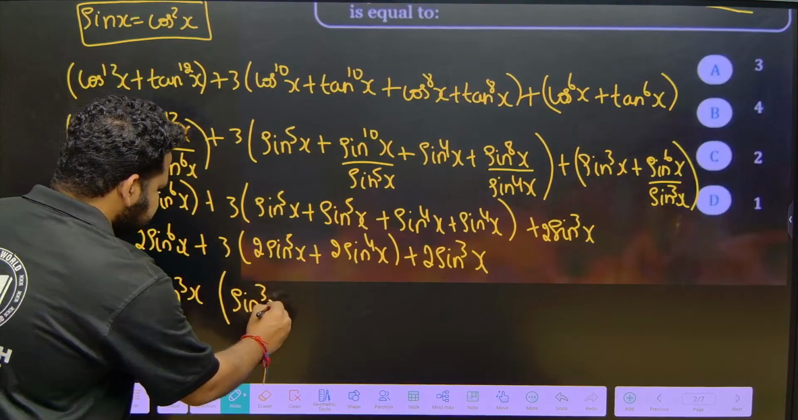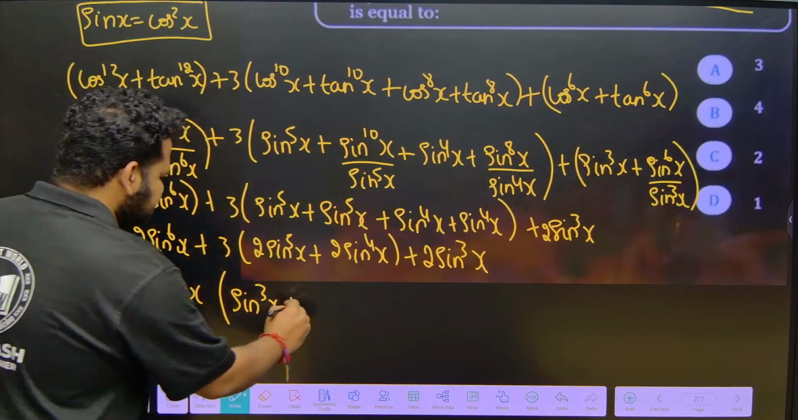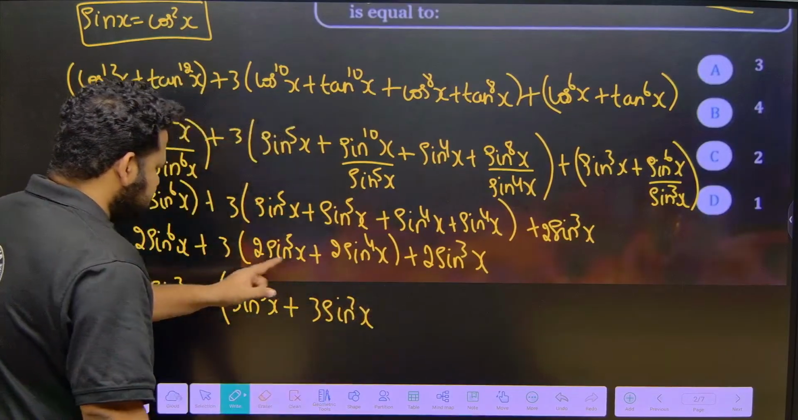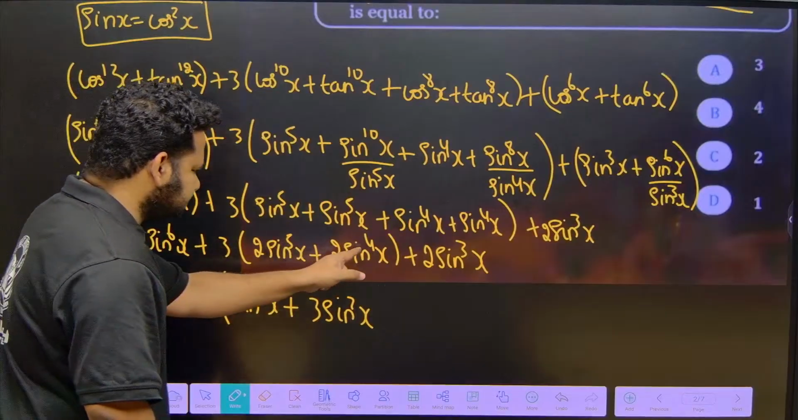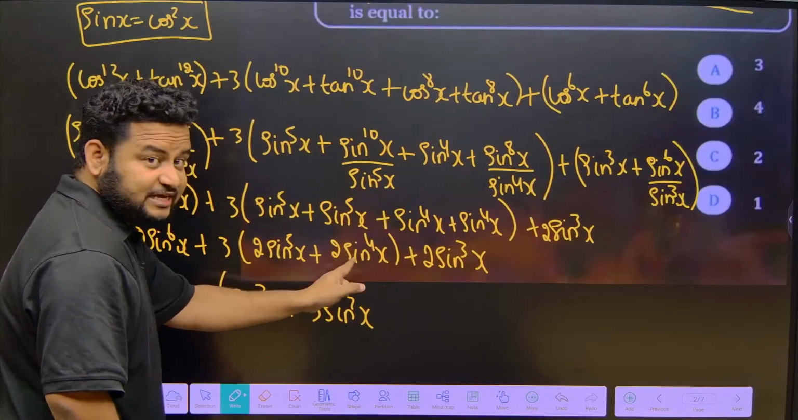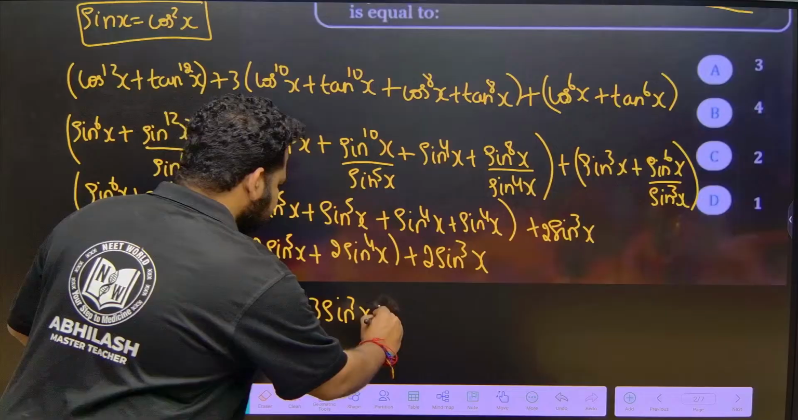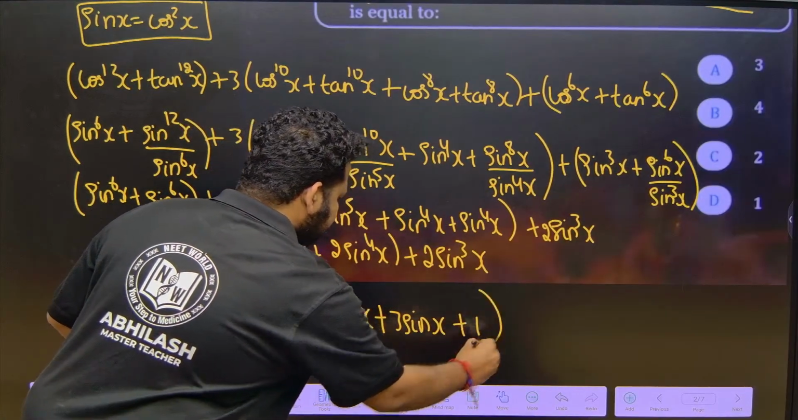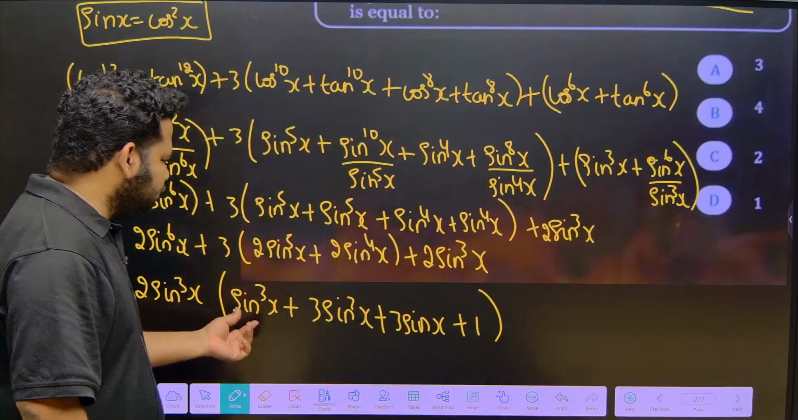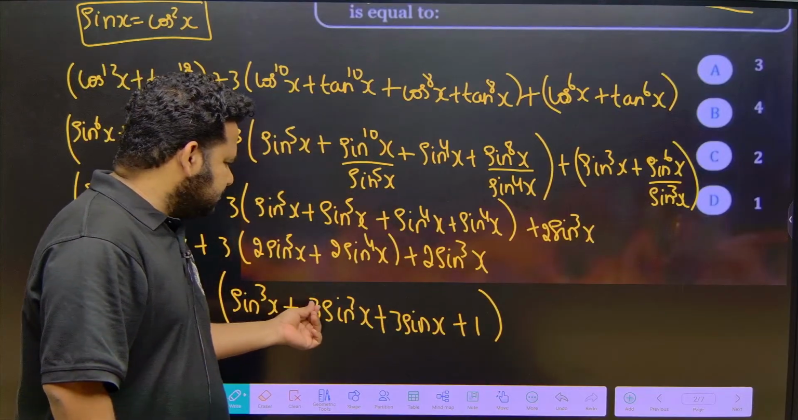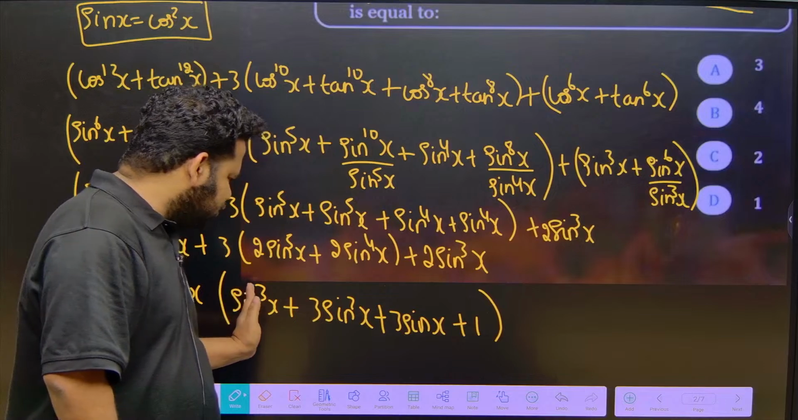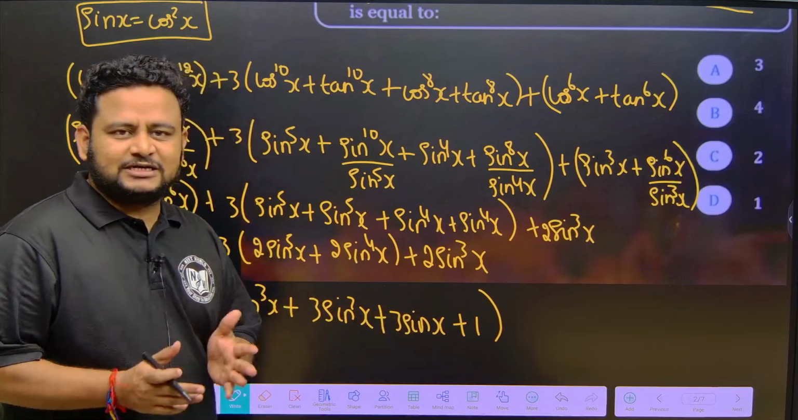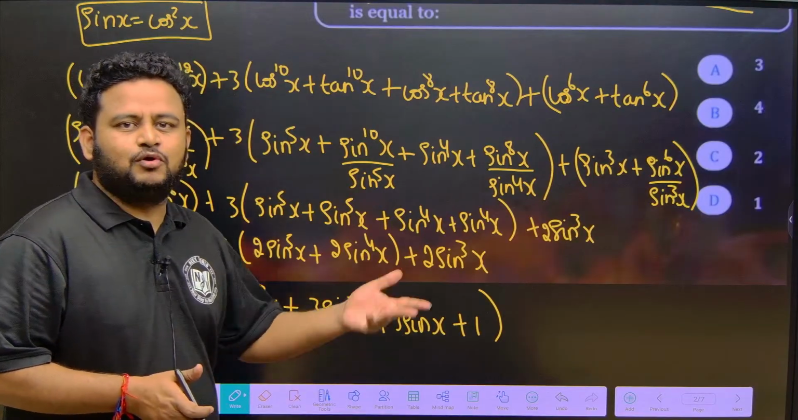This will become sin power 3x plus 3 into sin square x, 2 is already taken out. So sin cube x is removed, this will be only sin x, plus 3 sin x, and this will be just 1. This is nothing but sin cube x plus 3 sin square x plus 3 sin x plus 1, which is actually sin x plus 1 whole cube.